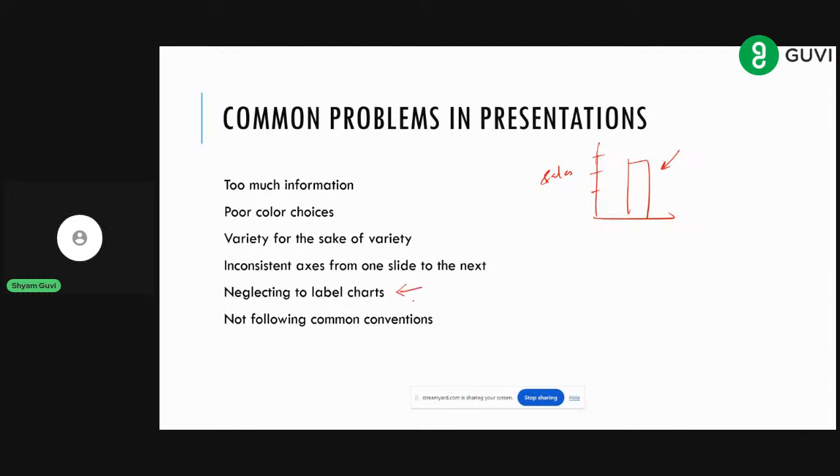Neglecting to label charts. Obviously, you should label the charts as well: the values, the x-axis, the y-axis, the titles, everything. And not following common conventions, whatever is expected. Like, what are the color gradients, or what are the different charts? You can't be making a bar chart for numeric data, right? Or any other. There are different types of charts available in Excel, Power BI, or Tableau as well, like area chart, line chart. So follow the common conventions, like I also mentioned, red, green, and the color coding should be used in a certain manner. So those conventions should be followed.